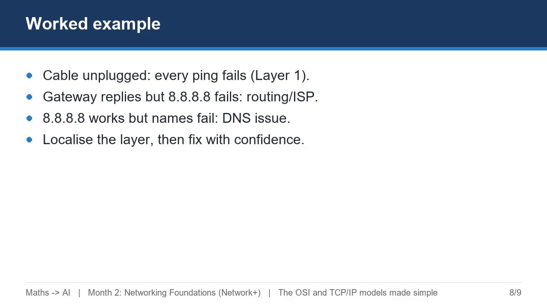Let's walk one through. If the cable is unplugged, every single ping fails. That's a layer 1 physical problem. If you can ping your gateway but not 8.8.8.8, the local network is fine and the issue is routing or your provider. And if you can ping by IP but website names don't resolve, it's a DNS problem. Each pattern points to a layer, and that turns guessing into method.